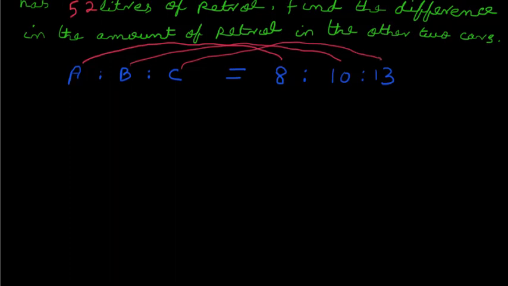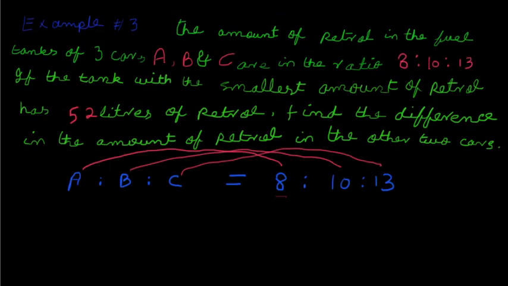In the introduction I taught what is meant by ratio. If car A's fuel tank has 8 parts, then B will have 10 and similarly C will have 13. Which one is the least ratio? This is 8, the least one, and it is given that the tank with the smallest amount of petrol has 52 liters. So 8 parts of this ratio is equal to 52 liters.